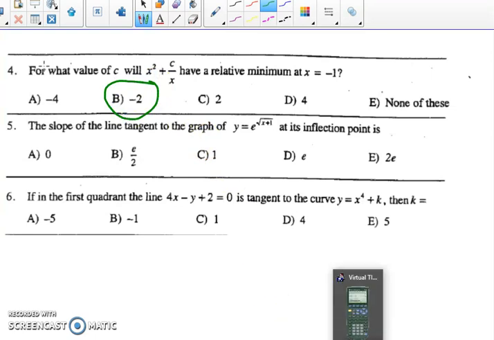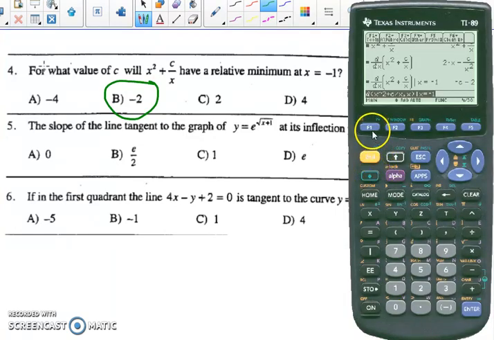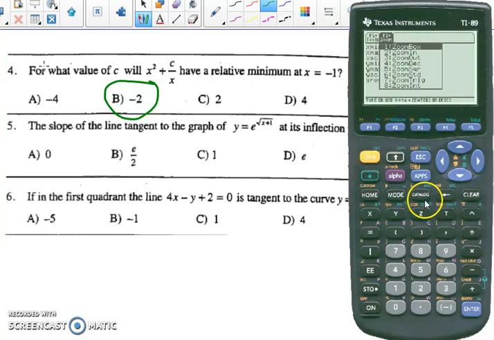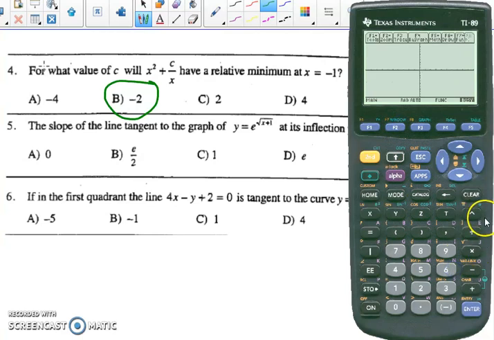Second problem, they want to know the slope of the line tangent to the graph at its inflection point. So I'm going to go ahead and do this graphically. And I'm going to choose to type in the graph of e to the square root of x plus 1. So I have to close my parentheses. There's my graph. I don't know my window, so I'm going to do a standard window here. I think I'll just do zoom 6 and see what happens with this graph.